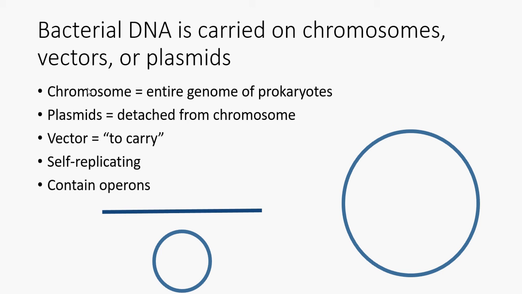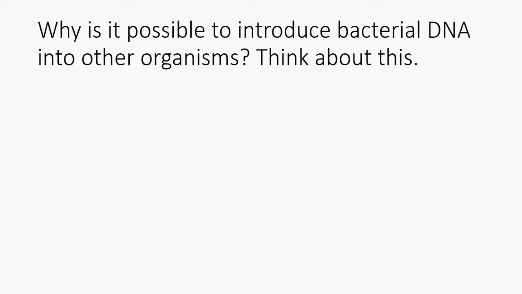So we can take these plasmids and use them as vectors. So vectors means to carry. So we can take these plasmids and use them to carry a new gene. And these are still organized into operons, and that gene can still be expressed. And the advantage here is that those are self-replicating and they contain operons. So we can turn the gene expression on and off. Very useful.